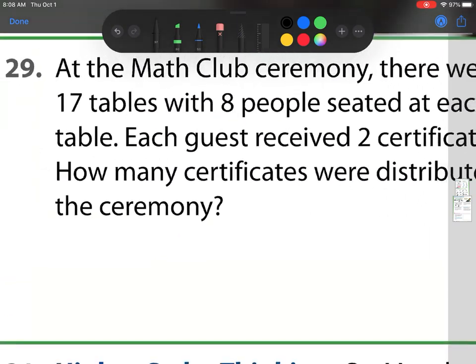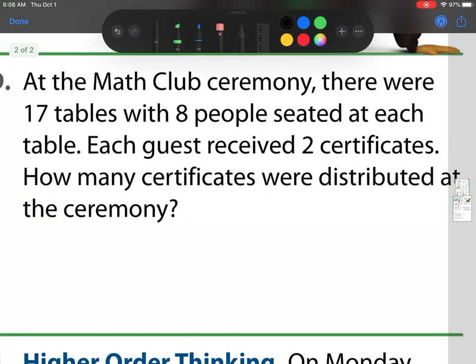Now let's head to problem 29. At the math club ceremony, there were 17 tables with 8 people seated at each table. Each guest received 2 certificates. How many certificates were distributed at the ceremony?